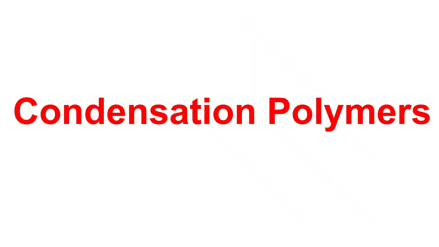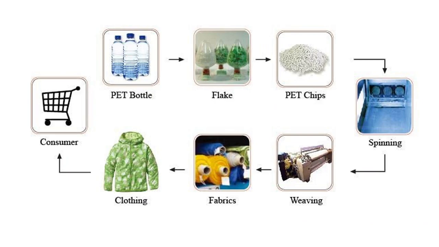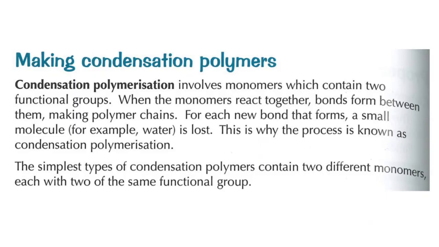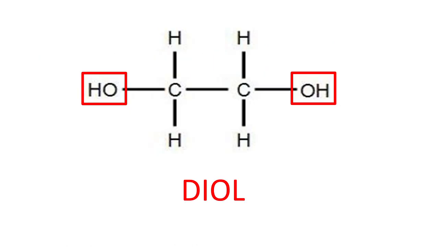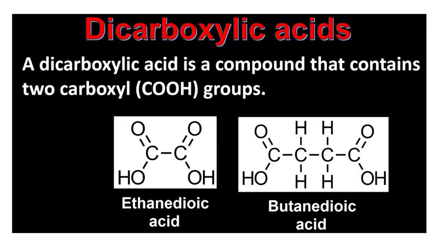Well, here is the secret. And here are a lot of uses. The secret of making condensation polymers is this. Instead of a single alcohol with one OH group, I use a diol. This would be ethane diol with two OH groups. Well, guess what? Instead of a single carboxylic acid, I'm going to use a dicarboxylic acid.